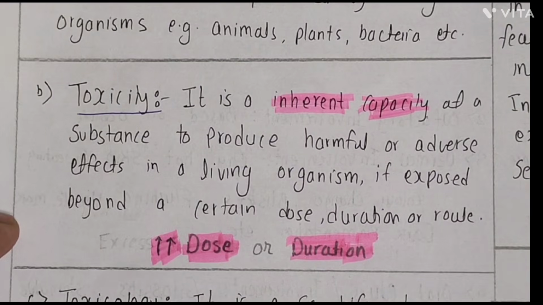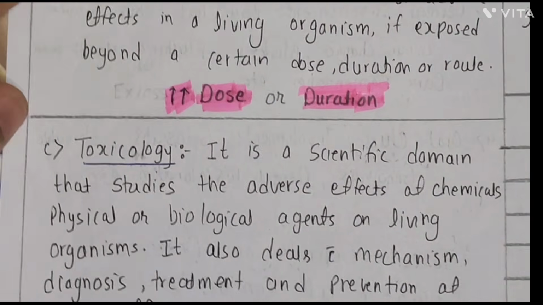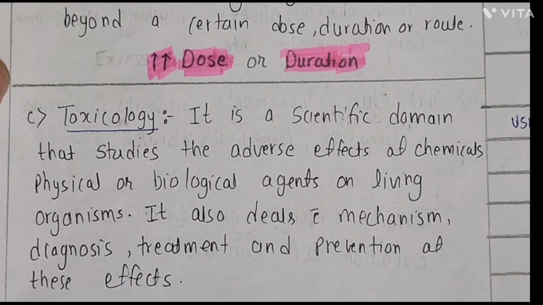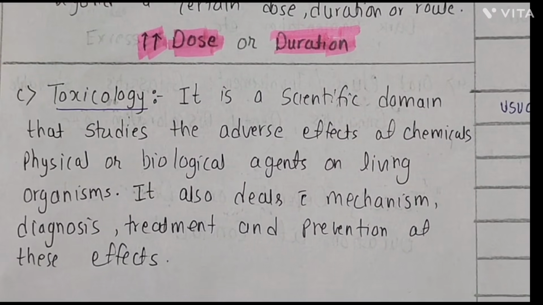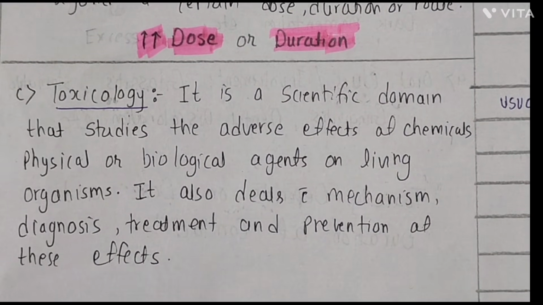Then our third terminology is toxicology. So what is toxicology? Toxicology is a scientific domain that studies the adverse effects of chemical, physical or biological agents in living organisms. Let's say humans, any other animals. It deals with the mechanisms which we are going to discuss in all the toxicity related compounds in the upcoming syllabus.